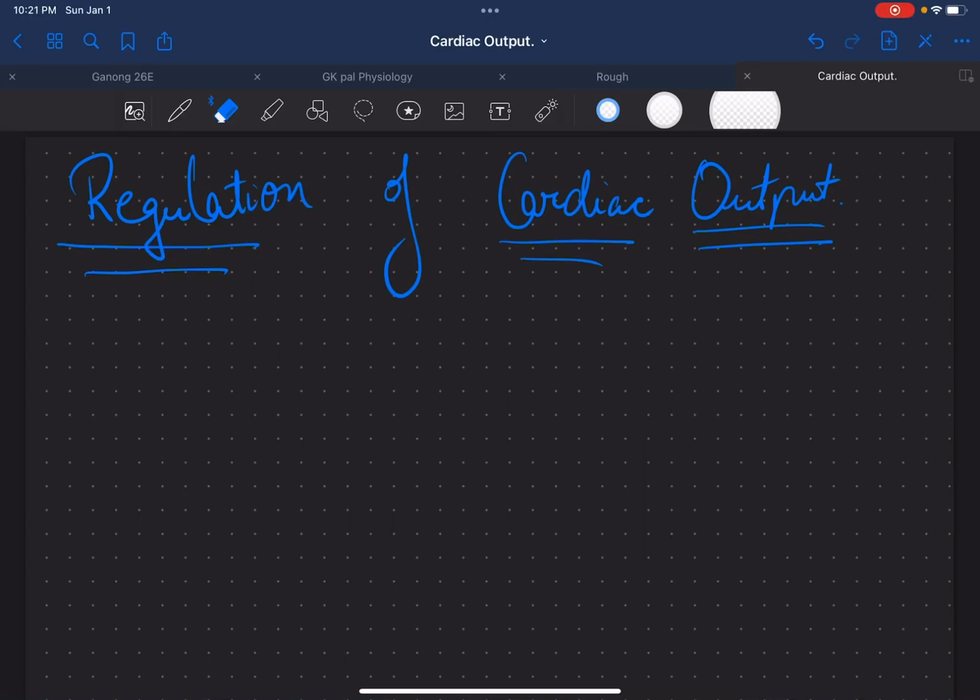So hello friends, today we'll be studying regulation of cardiac output, which is a very important topic for NEET PG and INI-CET examination and a hot topic for the professional examinations and especially the Viva portion.